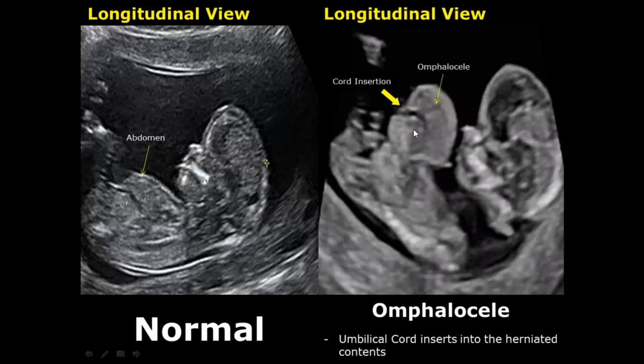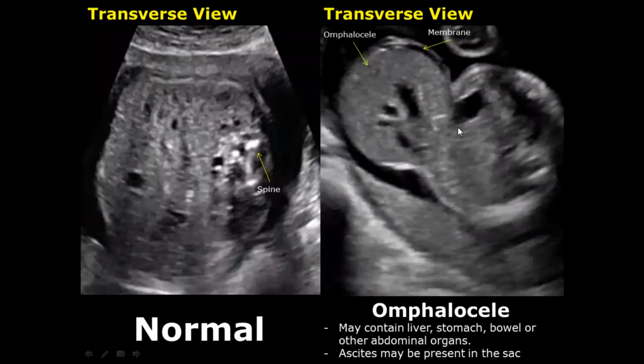The umbilical cord usually inserts into the herniated contents. Usually it inserts anteriorly, but if the defect is large, it may also enter laterally. Here we have a transverse view. The herniated contents may include liver, stomach, bowel, or other abdominal organs, and ascitic fluid may also be present in some cases.